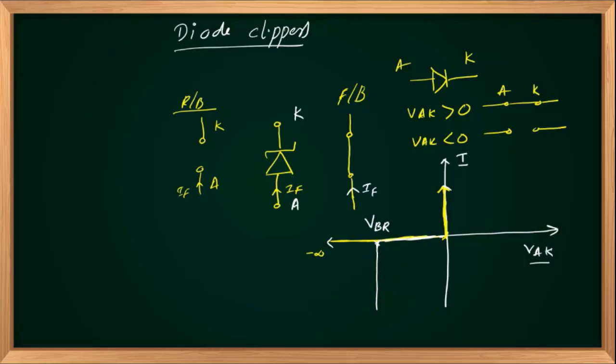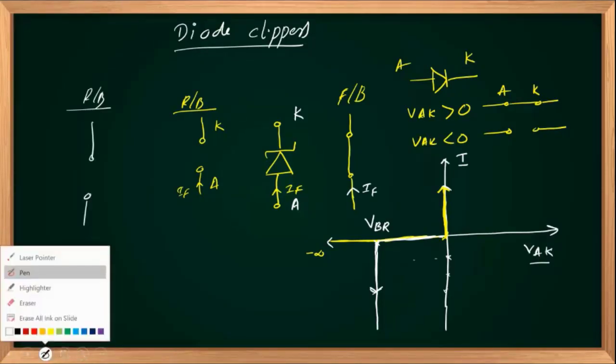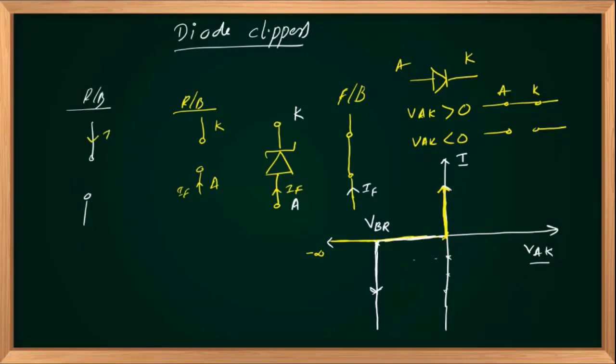Once it breaks down, the reverse current is very large. Reverse current can take any value, ideally up to infinity. And you should understand that when the Zener diode breaks down, the current flows from cathode to anode, in this direction, IR.